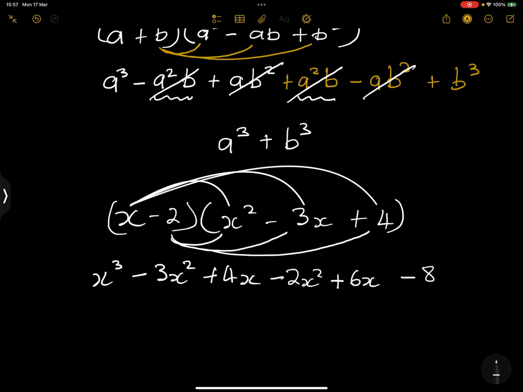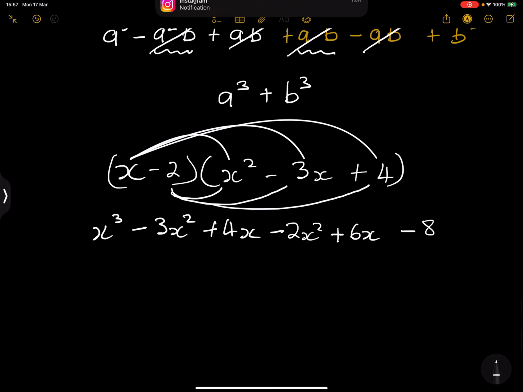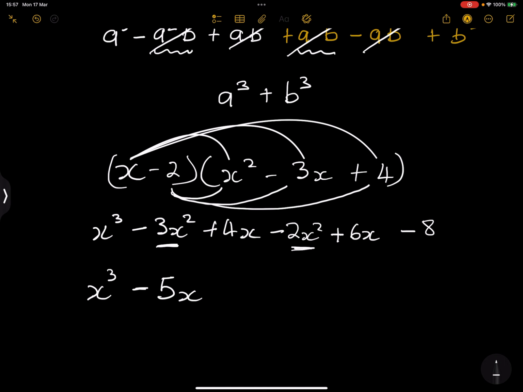Right, and I want you to note in this case, I'm going to look for all my like terms. So I've got x cubed, right? So I've got minus 3x squared minus 2x squared. The signs are the same. I keep the sign and I add the numbers, right? So that's minus 5x squared. And I've got 4x plus 6x. That will give us plus 10x. And finally, that's minus 8. And so, ladies and gents, that is how I will find the product.